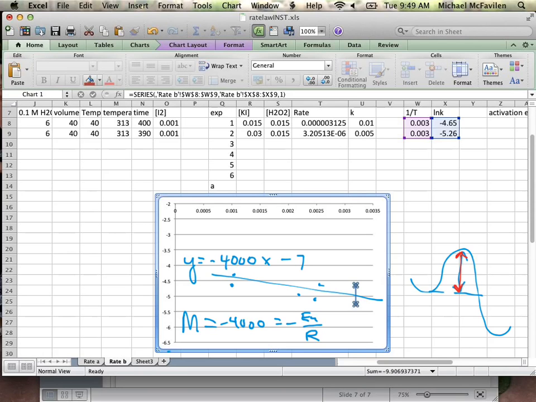That's actually everything. That gives you your activation energy. Officially, you should calculate A as well. How do you calculate A? E to the B. So E to the B in this case would be E to the negative 7, and you would solve for it. Okay?